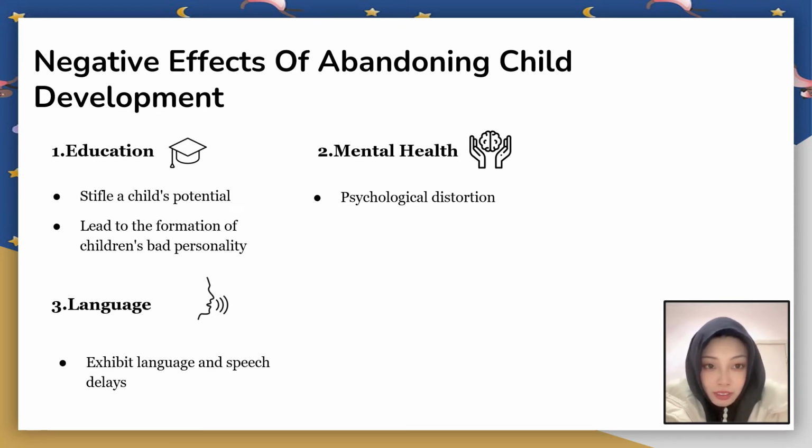The third aspect is on language. Abandoned toddlers typically exhibit language and speech delays. They fail to use language to communicate with others, and also some do not talk at all. This cognitive delay can also affect social development, including the development of peer relationships, which is very important for their social development. The parents should always communicate with their child from an early age, because this can help avoid speech delays on them.